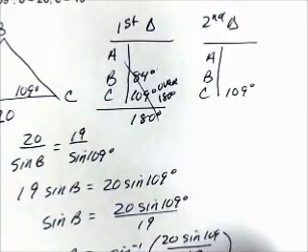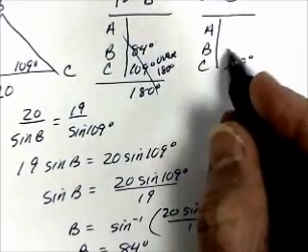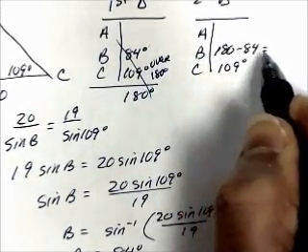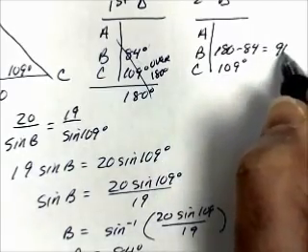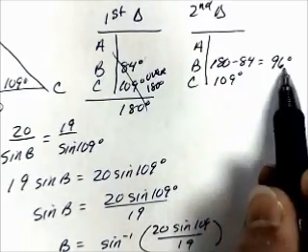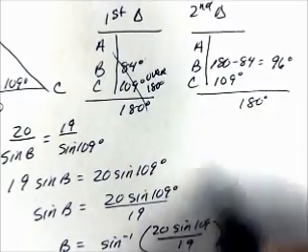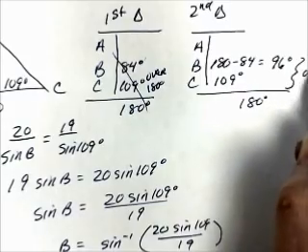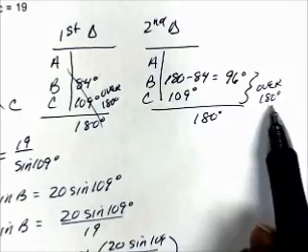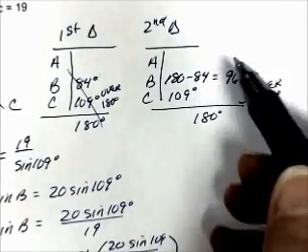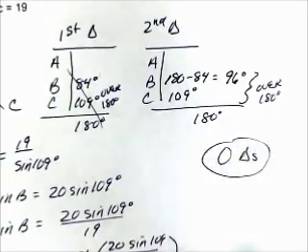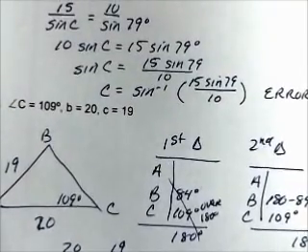And if we take the supplement of 84 for our second triangle's angle B value, 180 minus 84 is 96. Again, if we just take the two angles, 109 and 96, this is over 180 degrees. So these can't possibly form a triangle. So there are no triangles under these set of conditions.